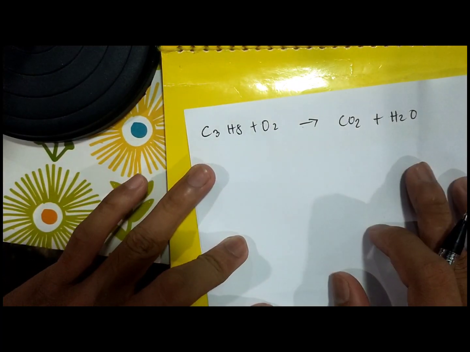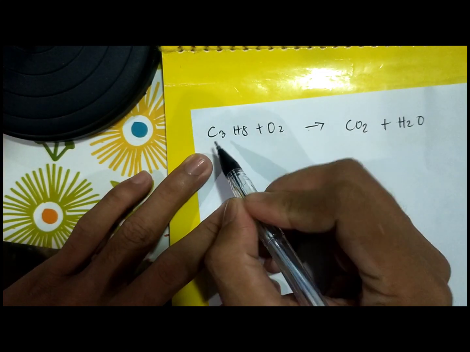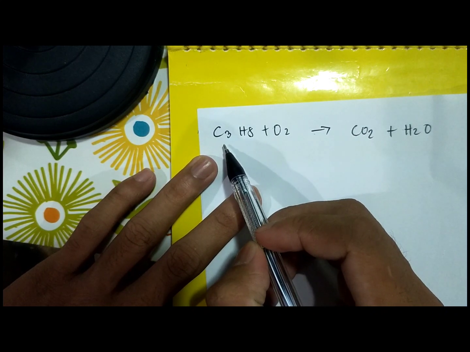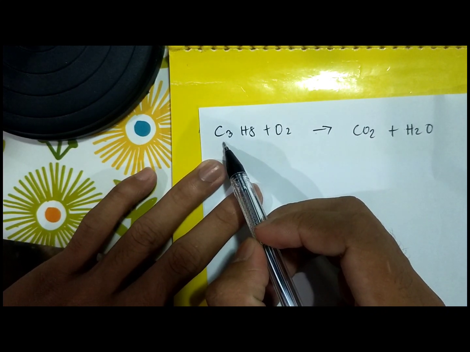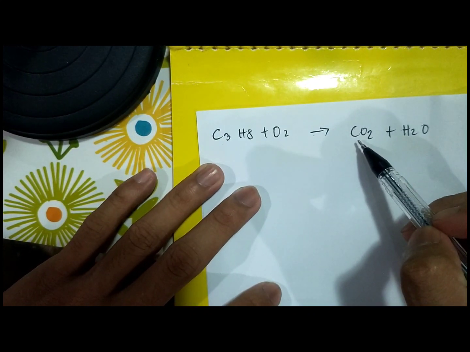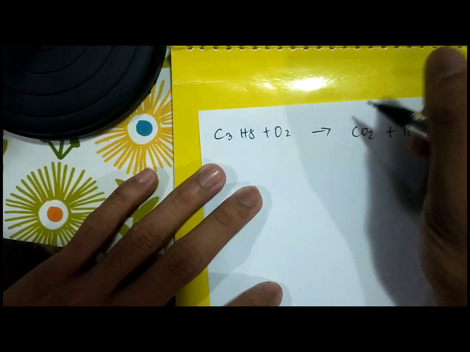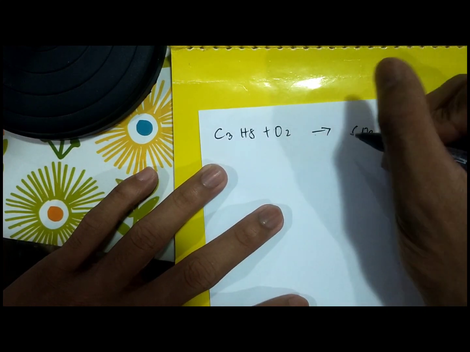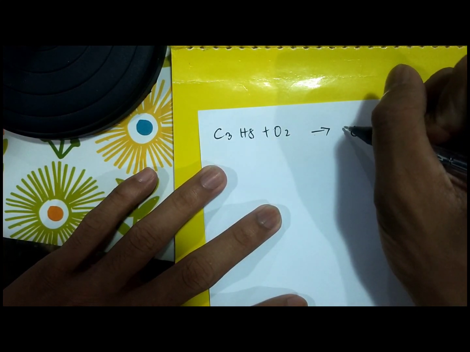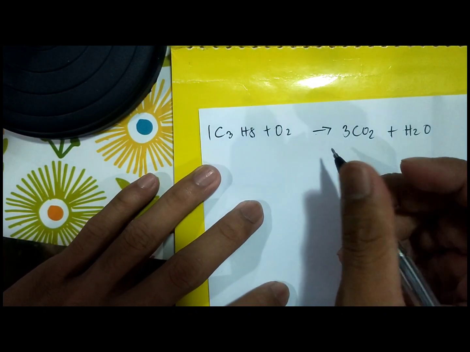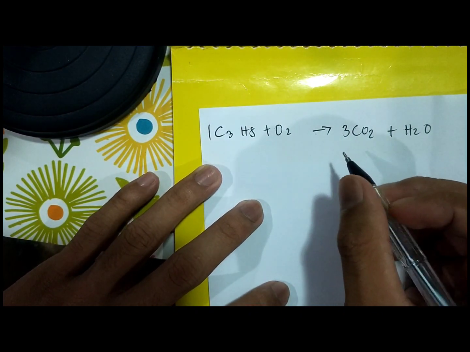So here's the second example. So notice that the carbon on the left side is 3, so we must need the carbon here to be 3, so we must add 3 here because it is only 1. And then the carbon is now balanced.